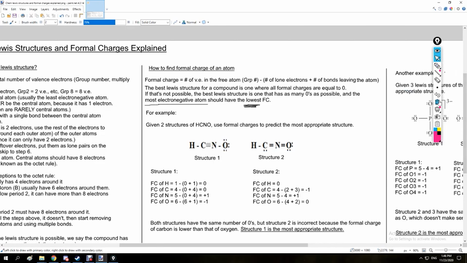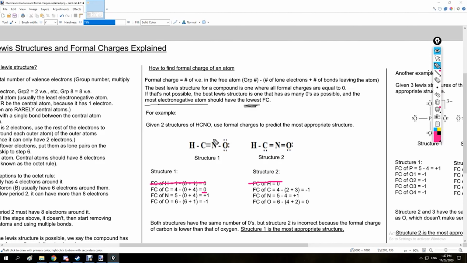So an example of this, we're given two structures of HCNO, structure 1 and structure 2. We want to use formal charges to predict the most appropriate structure. So in both structure 1 and structure 2, the FC of H is going to be 0 because it's 1 minus 1, so 0. So we can ignore H for this example. For the first one, the formal charge of C is 4, which is the group number, minus 0, because there are 0 lone electrons, plus 1, 2, 3, 4. So it's 4 minus 4, which is 0 here.